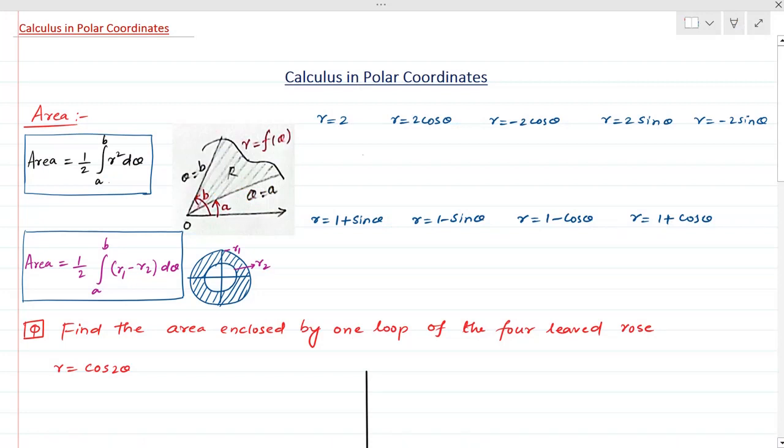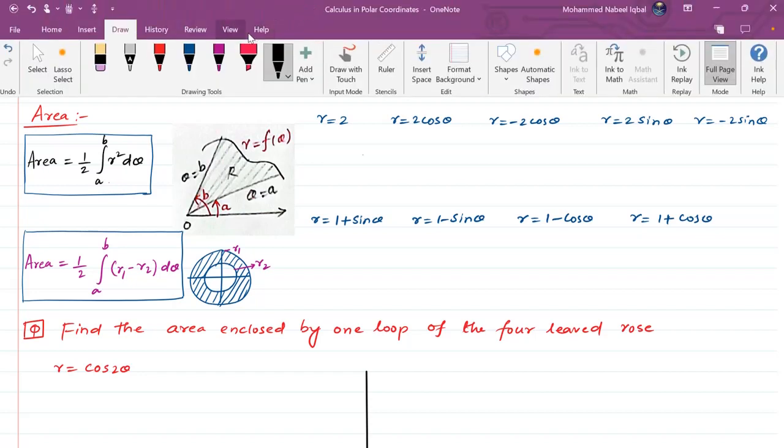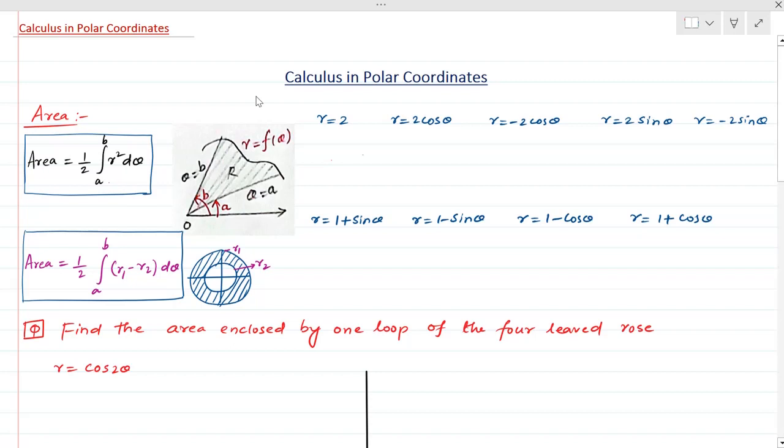In this video, we are going to discuss calculus in polar coordinates. We will find the area of a curve under polar coordinates. Before starting the problem, we have to recall some of the curves of polar coordinates. If you have r equals 2, it's a circle with the center at the origin. The radius is 2. And r equals 1 has radius 1.